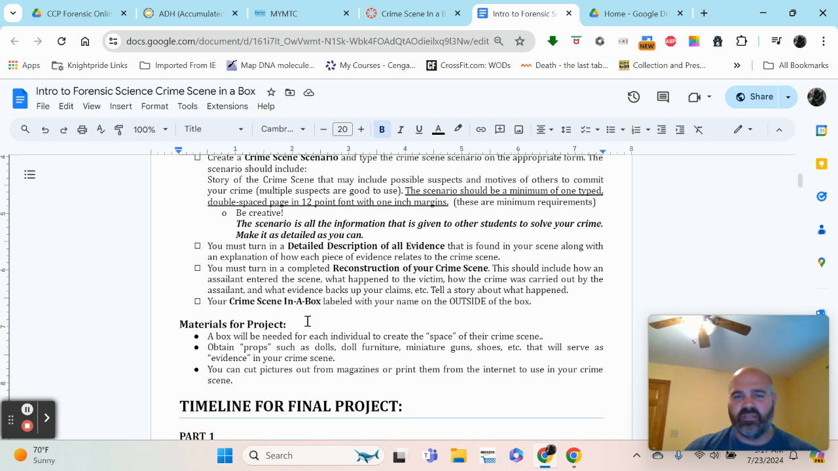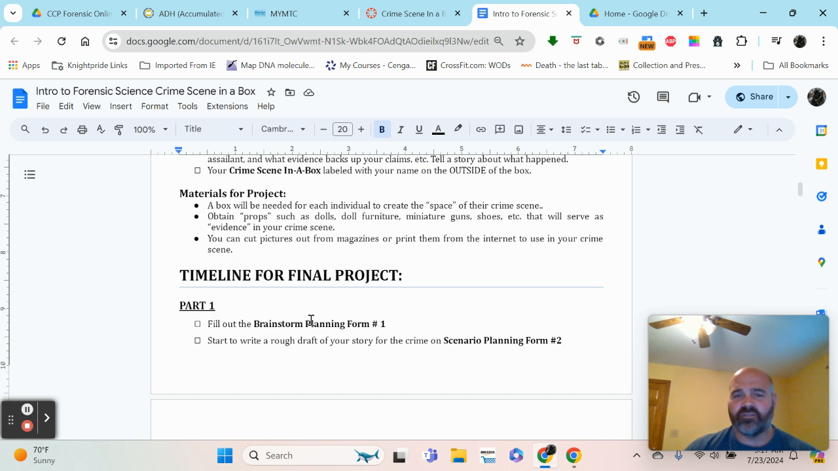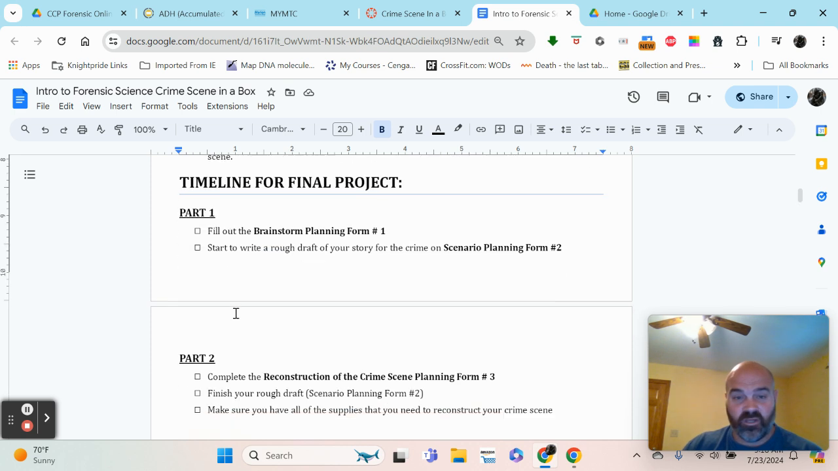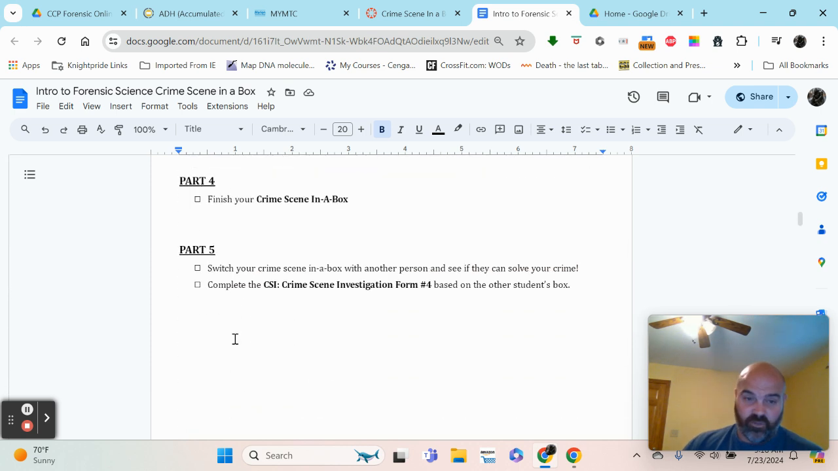And you're going to go through these different things that you're going to do to be able to create your crime scene in a box. I know we're doing this asynchronously, but you'll still need to create a crime scene in a box because you're going to end up sharing that with me. I, in turn, will then share that with another student who will help determine your grade, but it'll help determine their grade as well. So you've got part one, the brainstorming, part two, part three, part four, part five.